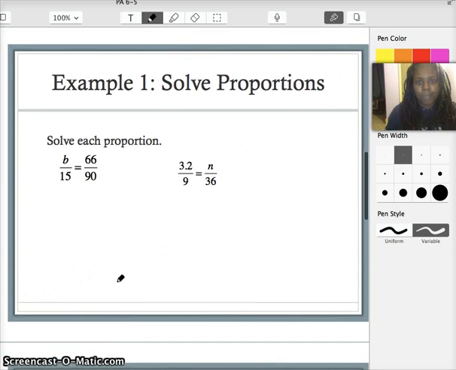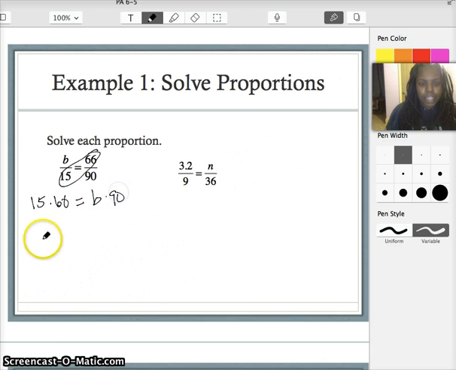So let's take a look. Example 1, we're going to solve proportions. What we're going to do is cross multiply, because we know that if two ratios are equivalent, if they form a proportion, then the product of the means is equal to the product of the extremes, as it was called in my day, depending on how you wrote it. But I won't get into that for right now. What you want to do is take 15 and multiply it by 66, and that's going to be equal to b times 90. I'll write this a little bit neater. So 15 times 66 is equal to 90b. When I figure out the product of 15 times 66, it's 990. So 990 is equal to 90b.